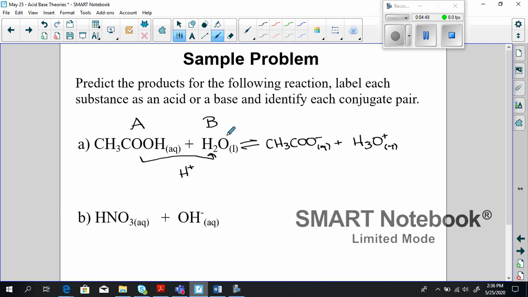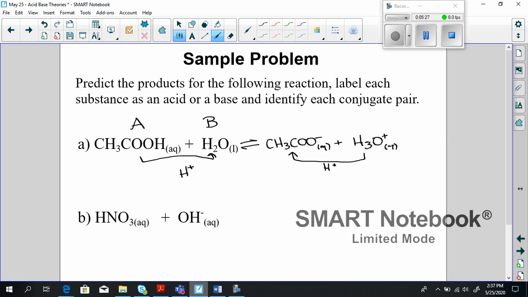So neutral and neutral, net charge of 0 on the left, 1 negative, 1 positive, and net charge of 0 on the right. So now what we want to do is identify these substances as being acids or bases. So what we have to do is look at the reverse process. Say, how does CH3COO negative form CH3COOH? Well, we'll have to accept a hydrogen. And same thing here, H3O positive becomes H2O by donating hydrogen.